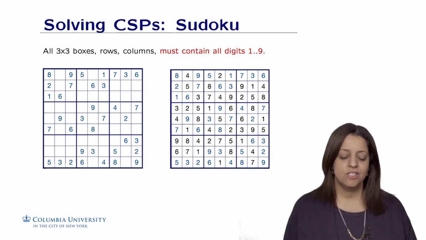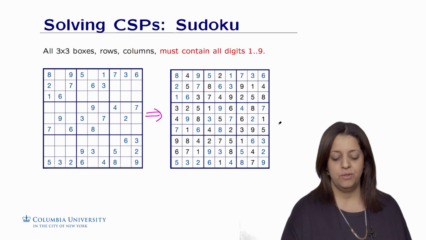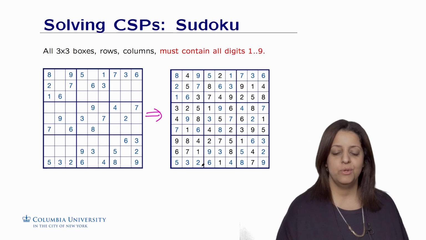So just for fun, here's the solution of the Sudoku. Starting from this Sudoku configuration, we need to fill it with these values. And none of these assignments of values to variables actually violates the constraints of the Sudoku.